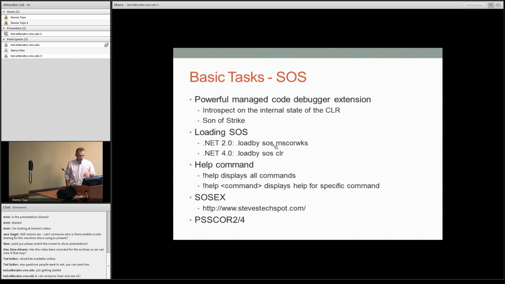One other extension is PSSCor2/4, depending on if you're using .NET 2.0 or 4.0. That is an extension that is Microsoft. It came out of the support organization, and it adds commands around IIS debugging. It's really a superset of SOS, so anything you have in SOS, you also have in PSSCor, but it adds a few commands around web debugging, per se.